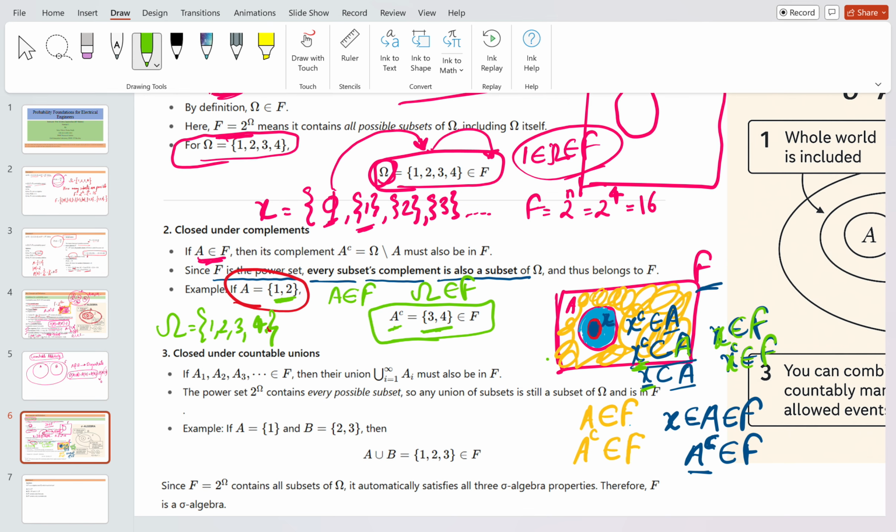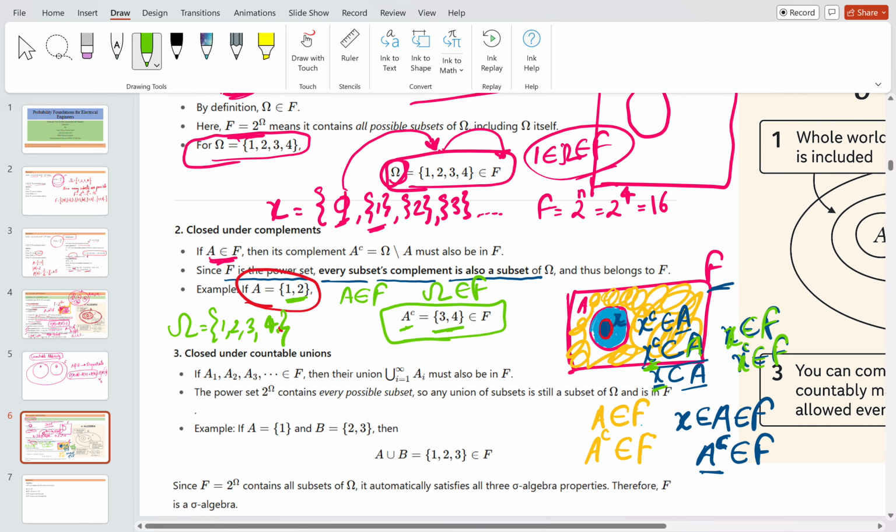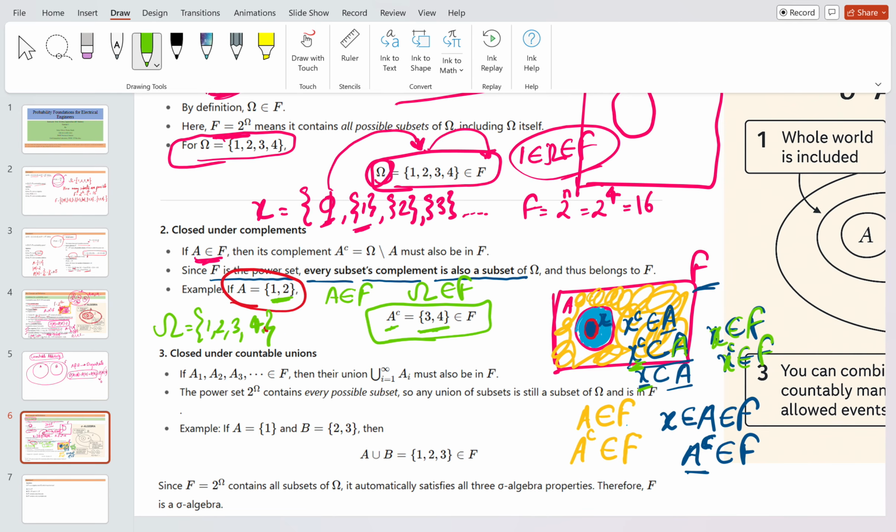Let's take the last point, which is very important to see whether it is a sigma algebra or not. The third property is that if you have subsets A1, A2, A3 belonging to F, then their union must also be in F. Let's see that. Suppose A is 1, B is 2, 3, then A union B is 1, 2, 3, belonging to F. So all the elements inside those sets will form a sample space of F. Let's take one example to understand that.